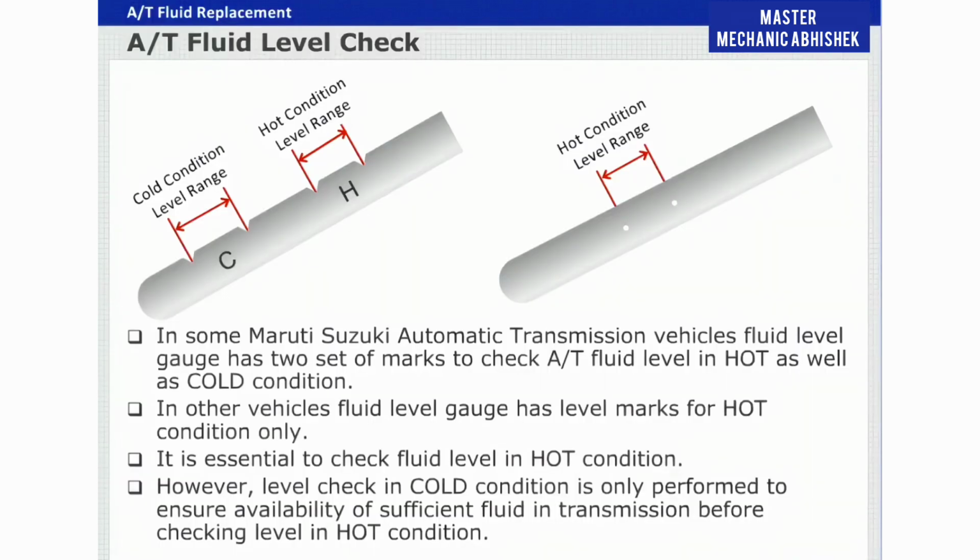In some Maruti Suzuki automatic transmission vehicles, fluid level gauge has two sets of marks to check AT fluid level in hot as well as cold condition. In other vehicles, fluid level gauge has level marks for hot condition only. It is essential to check fluid level in hot condition. However, level check in cold condition is only performed to ensure availability of sufficient fluid in transmission before checking level in hot condition.